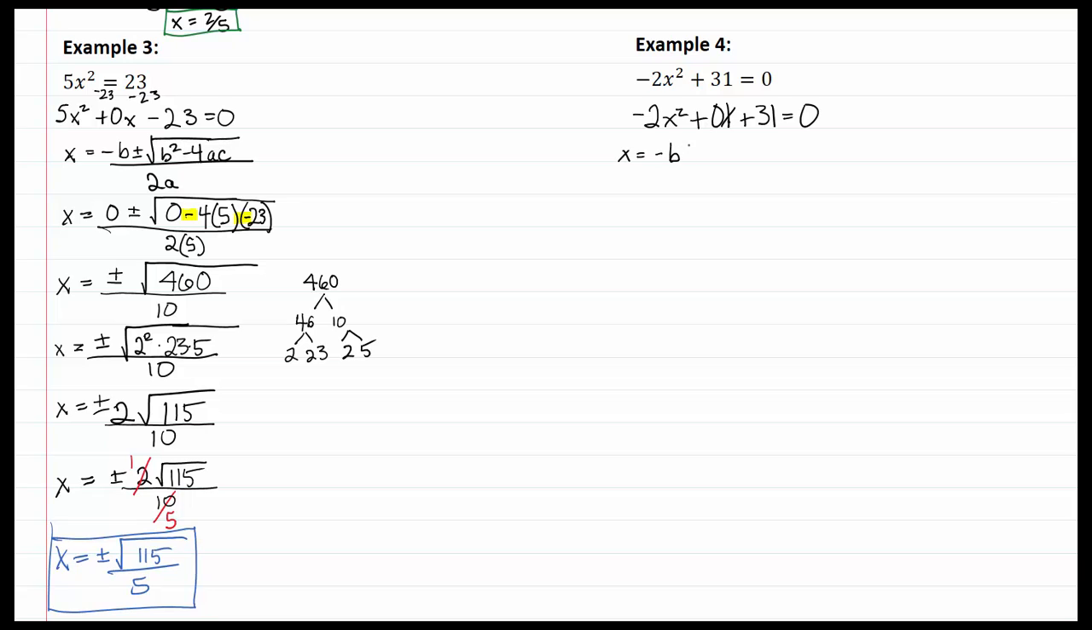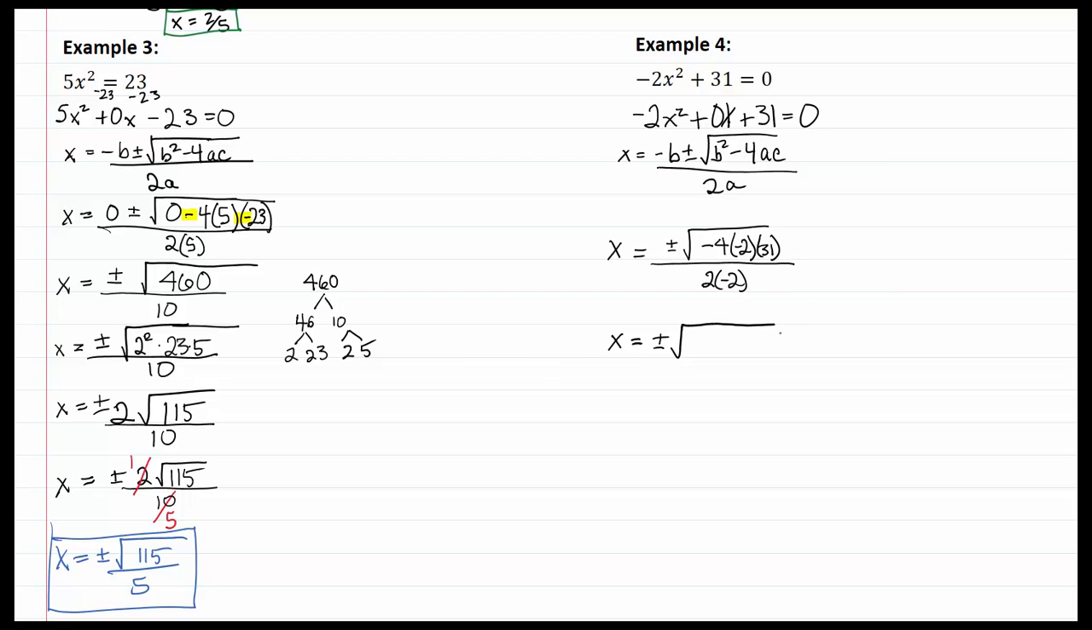X is equal to negative b plus or minus the square root of b squared minus 4ac all over 2a. Filling in the different pieces, I've got 0 plus or minus the square root of 0 squared minus 4 times a, which is negative 2, c, which is 31, all over 2 times negative 2. Now we can simplify what's inside. Negative and a negative again, just like the other one, makes it a positive.